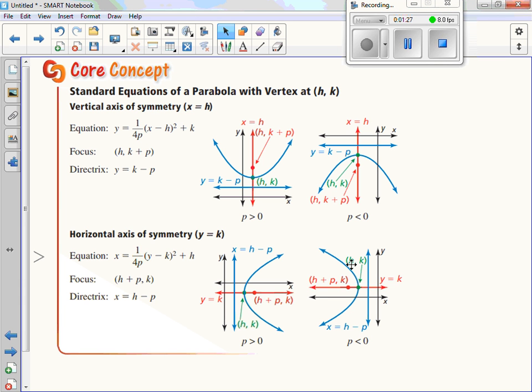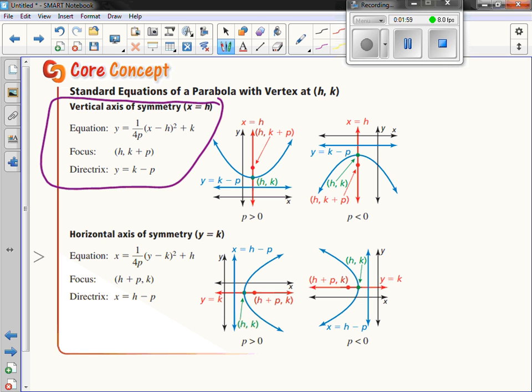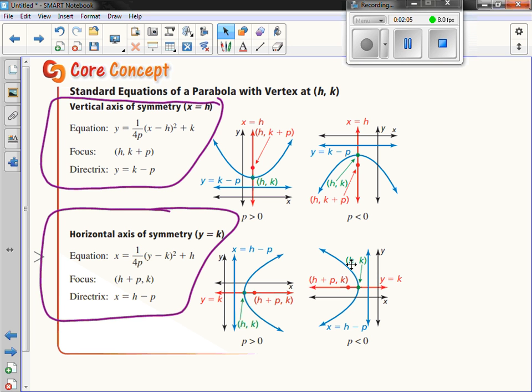The other equation is x equals 1 over 4p, parentheses, y minus k, squared plus h. The focus is going to be h plus p, comma k. The directrix is x is equal to h minus p, and the axis of symmetry is y is equal to k. So here, these are our main pieces of information. These are our main 2 equations.